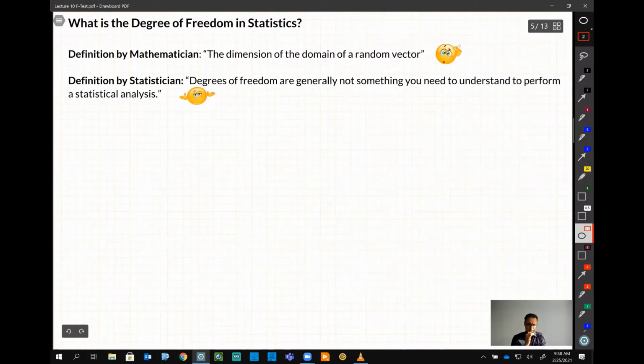So, as I promised, before I get to the F-test, what is degree of freedom? If you ask a mathematician, you will get this definition, and I'll let you read it for a moment while I'm drinking some water. It's a fancy definition, right? But it does not really make too much sense unless we are doing some advanced algebra with vectors and matrices.